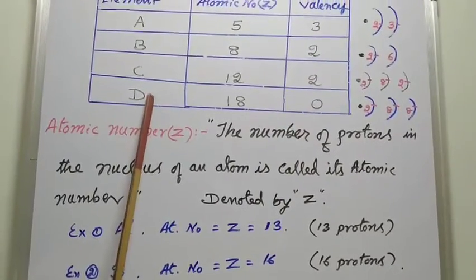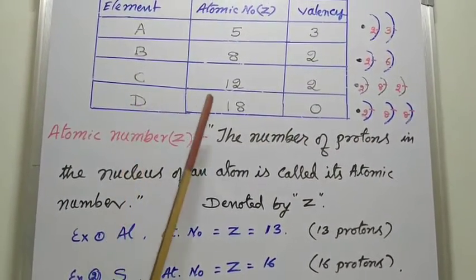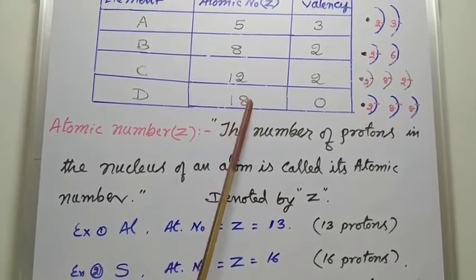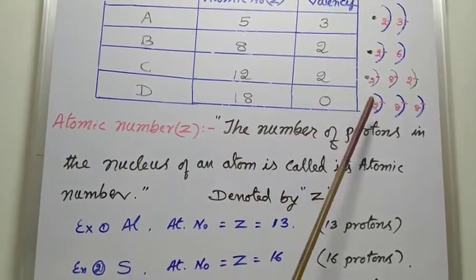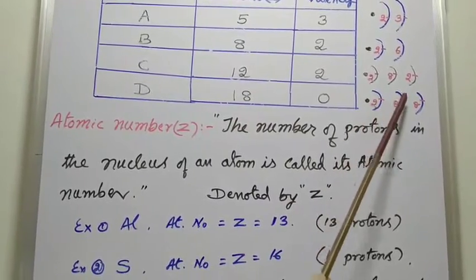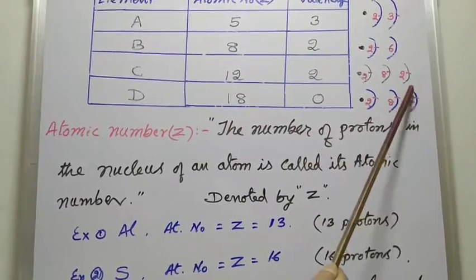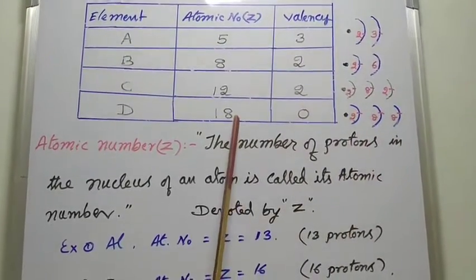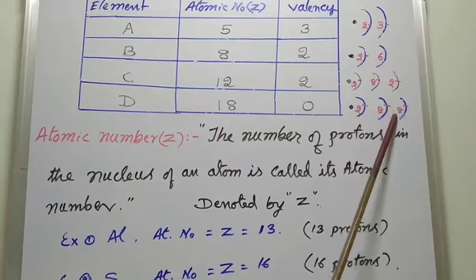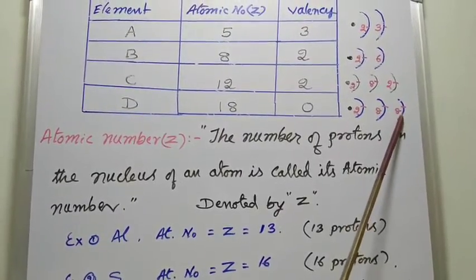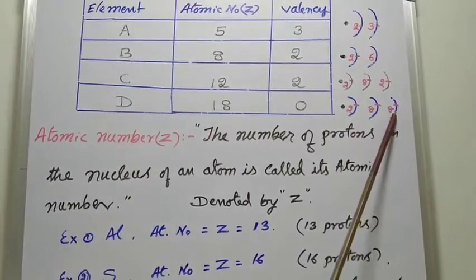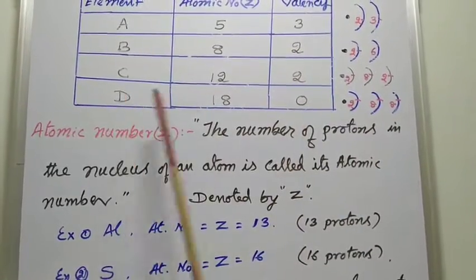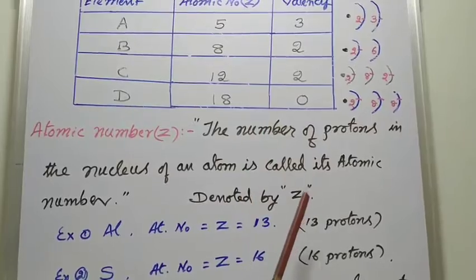Fourth element, let it be D. Its atomic number is 18, that means 18 electrons. How are they distributed? First shell 2 electrons, second shell 8 electrons, third shell 8 electrons; 2 plus 8 plus 8 is 18. So the outermost shell is completely filled. That means it is in a neutral state. So its valency is 0, because it does not participate in the chemical reaction.